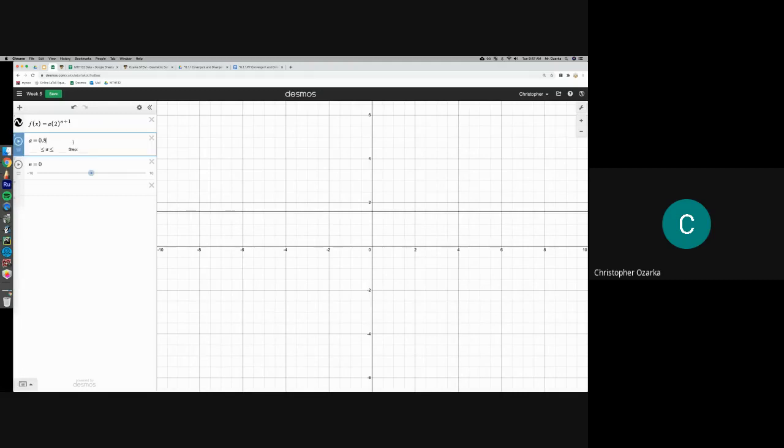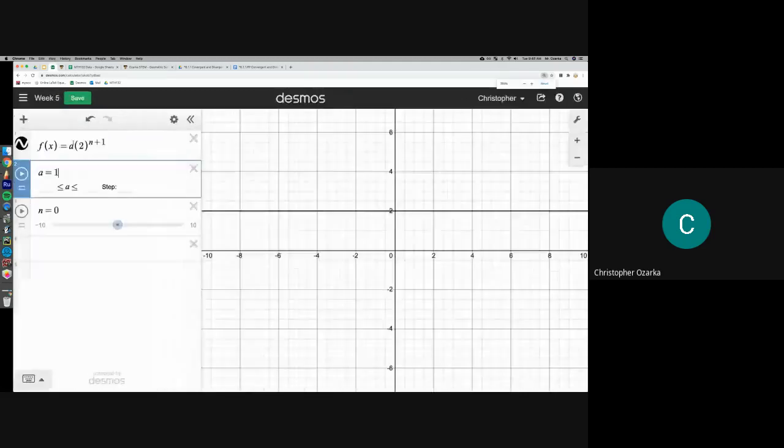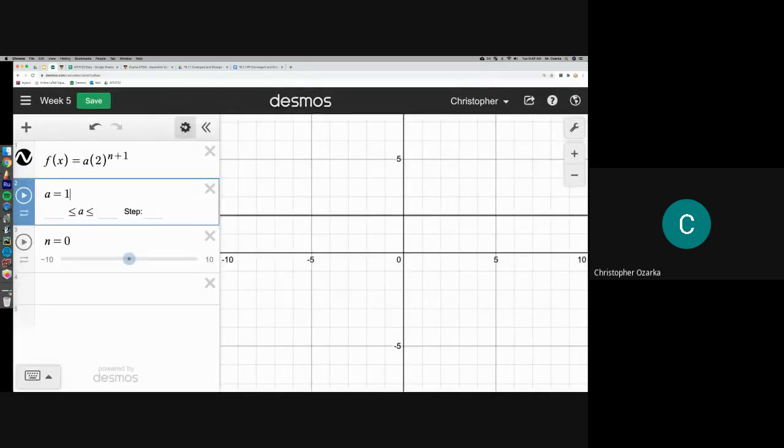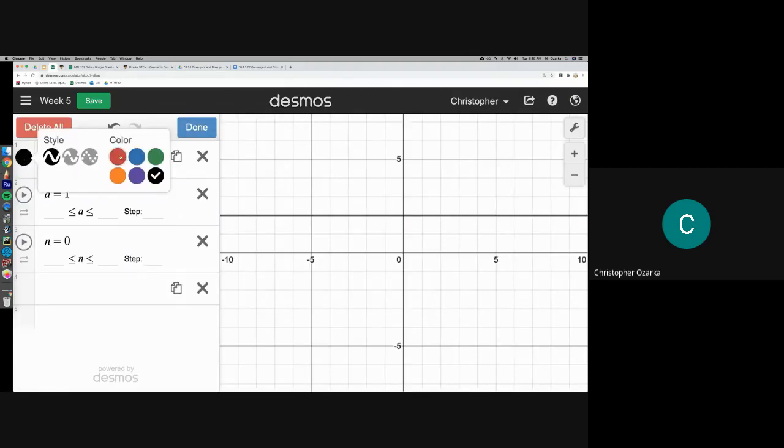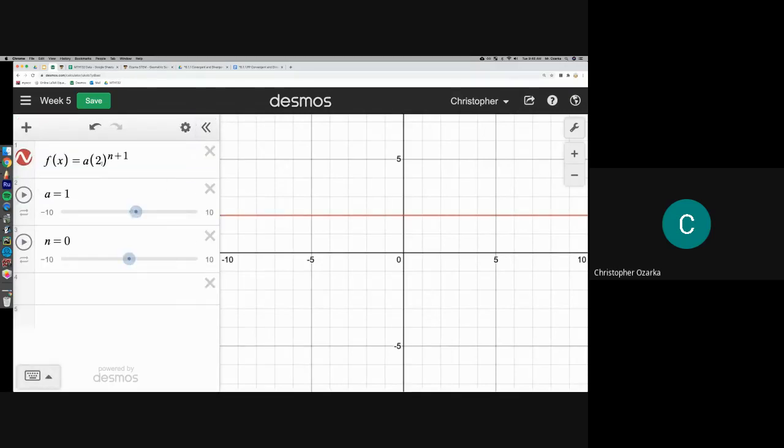Here, let's just keep this as 1. Sorry, it's up so you can see it. All right, and let's change the color on this to red. Doesn't matter. Okay, so here it's 2. Now, if you notice, let's do 1. Doesn't matter. Okay. If N is 0, then it's equal to 2.